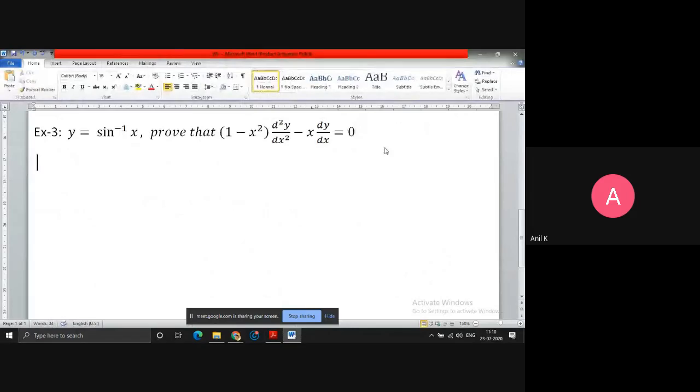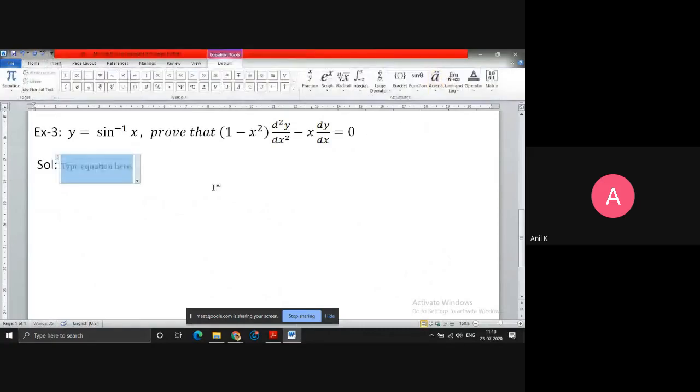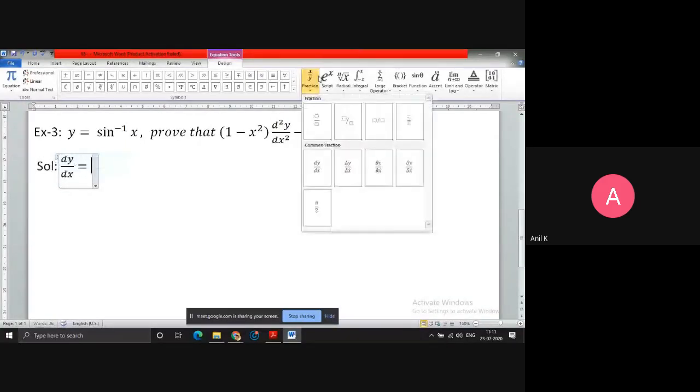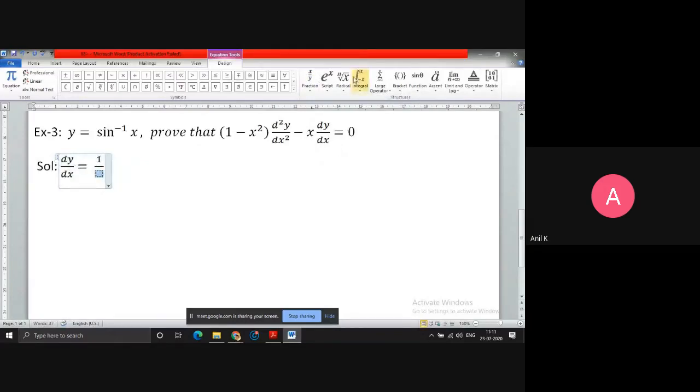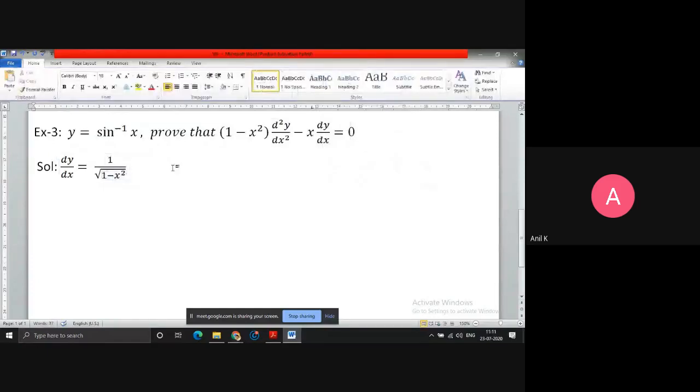So let me go to the solution. First I'll find dy by dx. So the derivative of sin inverse x, anyone remember the formula? dy by dx equals to... no one remembers? 1 upon under root 1 minus x square. Okay, so dy by dx is 1 upon under root 1 minus x square.